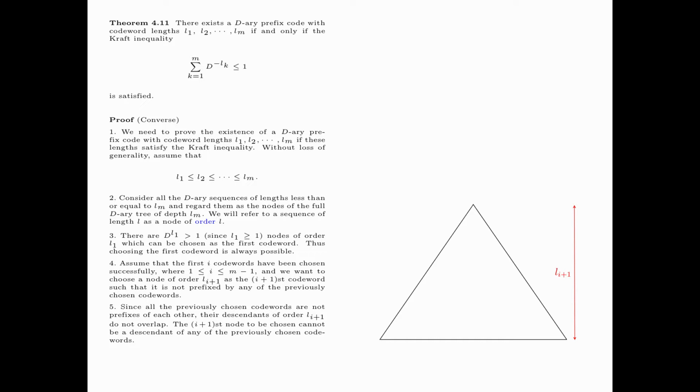Consider the full tree of length L_{i+1}. The number of nodes of order L_{i+1} is equal to d to the power L_{i+1}. For a node of order L1, the number of descendants of order L_{i+1} is equal to d to the power L_{i+1} minus L1, because the depth of this subtree extending from that node is equal to L_{i+1} minus L1.